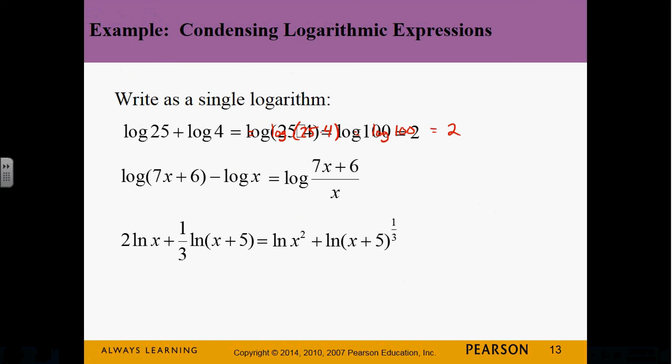Now, since we're adding two logs with the same base, what rule are we going to use? Product rule. So addition is product, so we just multiply the two together. Now, does anybody see an issue with this? You can. But I have a different issue with the way this is written.